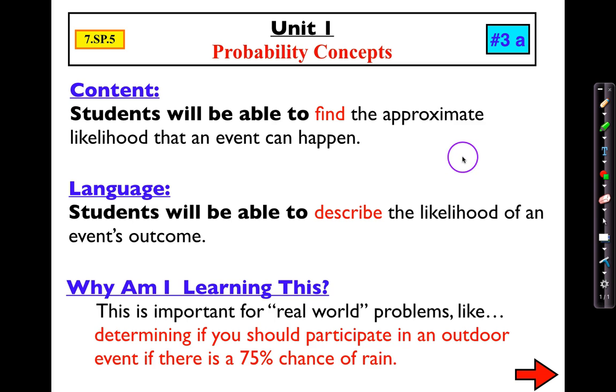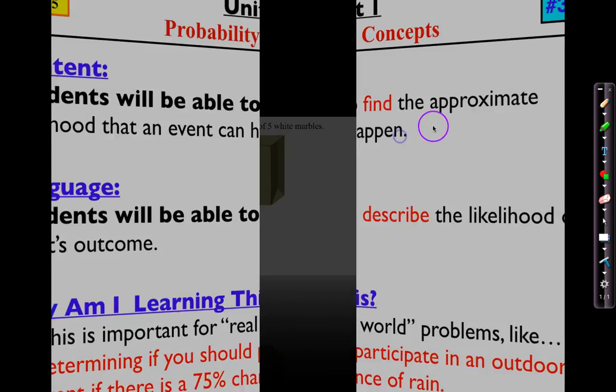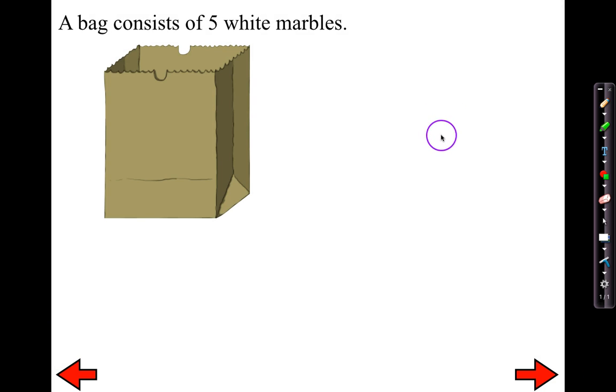Why am I learning this? Well, it's important for real-world problems like determining if you should participate in an outdoor event if there is a 75% chance of rain. So first, let's take a look at this.